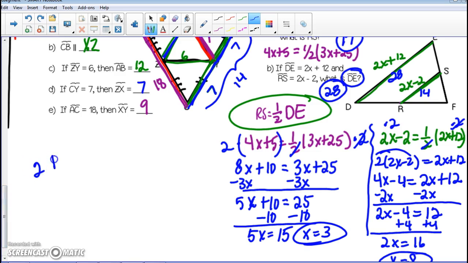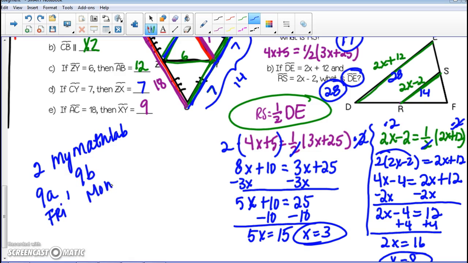There are 2 My Math Labs up for you to work on, and we'll look at a few more of these tomorrow when I come back in. There's a 9A that goes with the perpendicular bisectors and angle bisectors we covered yesterday, and there's a 9B that goes over mid-segment. This one is open till Friday, and the 9B is open until Monday.